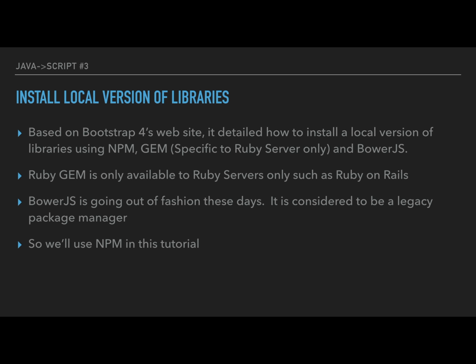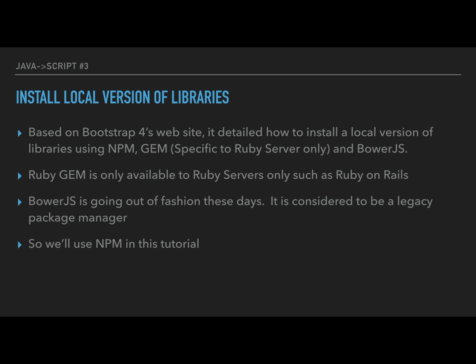Well, based on Bootstrap's website, it details there are multiple ways of installing a local version of the libraries. They are using NPM or RubyGem or Bower.js. Now let's take a look at all three alternatives. RubyGem is only available to Ruby servers such as Ruby on Rails. Since we are not using a Ruby on Rails server, we basically cannot use RubyGem.